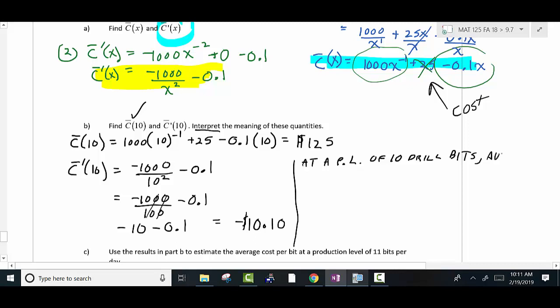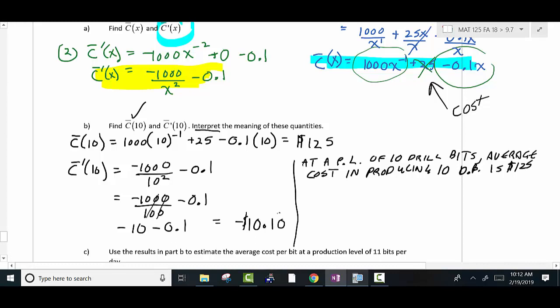So we would just say average cost in producing, and you can leave this up, but it's good to say in producing the 10 drill bits, I'll just abbreviate that DB, is $125 is what that average is, okay, for those overall 10. That's what the idea is, okay?